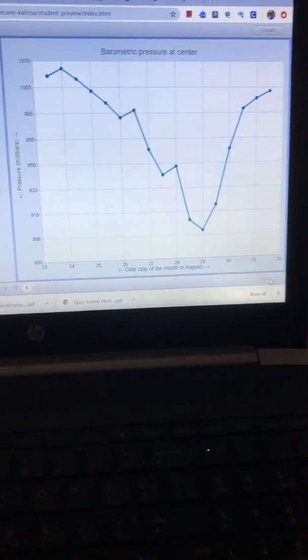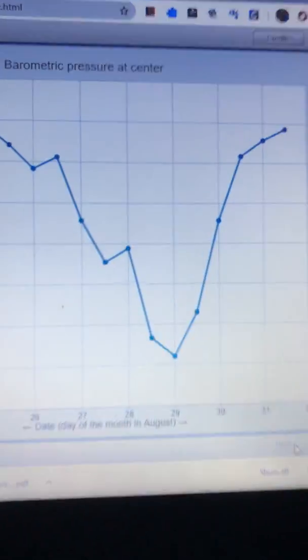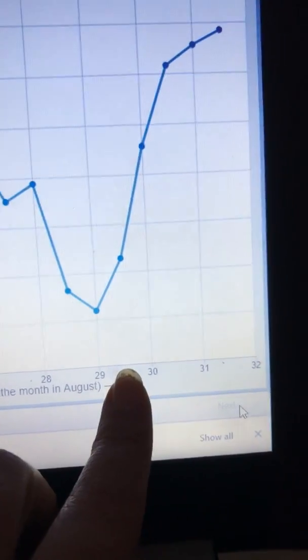So here's the pressure. So remember, when did the hurricane hit? The hurricane hit here.